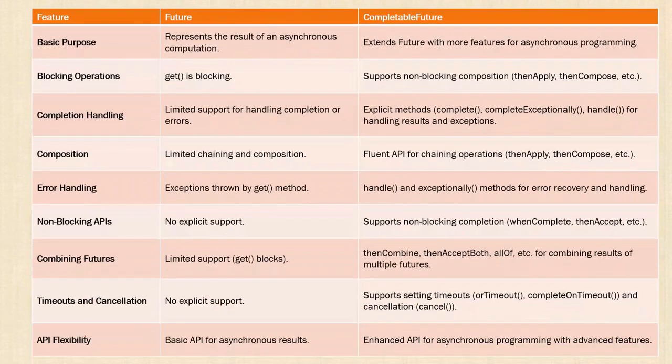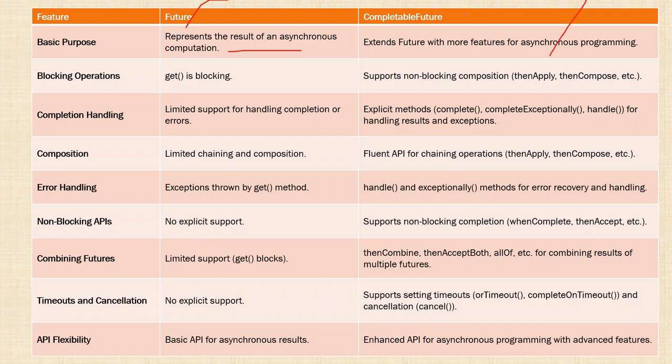Let's move to the next topic, which is the difference between Future and CompletableFuture. This is the most important topic according to interviews, so we'll try to understand it one by one. The Future interface represents the result of an asynchronous computation. CompletableFuture extends Future with more features for asynchronous programming. So we can also do asynchronous programming with the Future interface, but there are some more features with CompletableFuture.